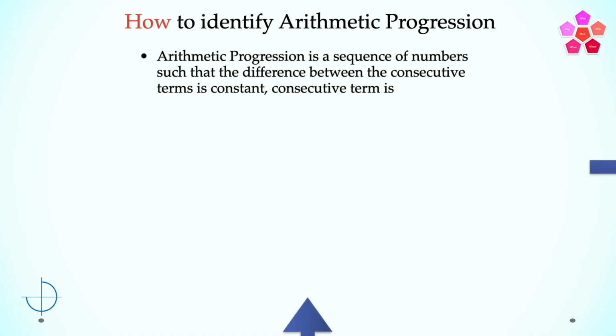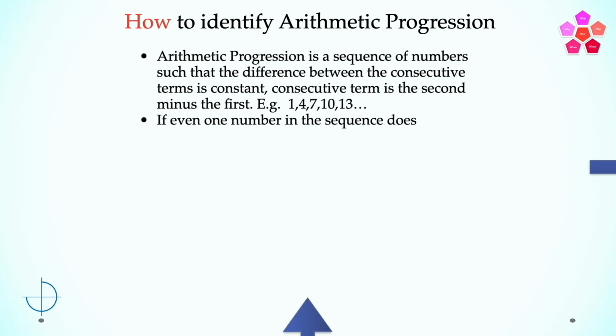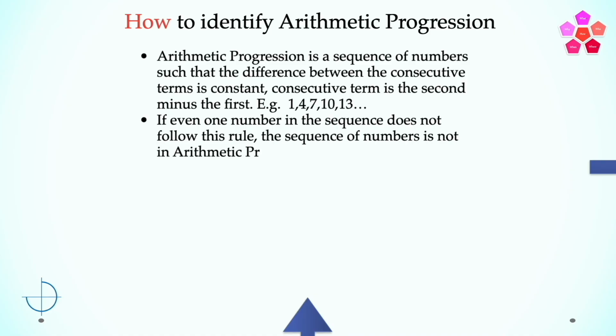Consecutive term difference is the second minus the first. Example: 1, 4, 7, 10, and 13. Here we see that the consecutive terms have a difference of 3. If even one number in the sequence does not follow this rule, the sequence of numbers is not in arithmetic progression. For example, 2, 6, 8, 10, 14.